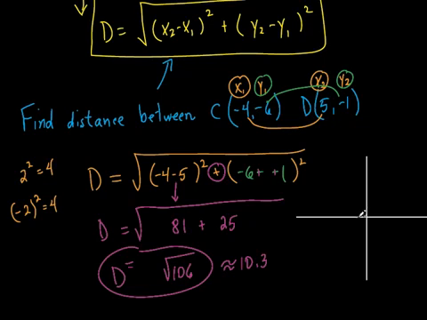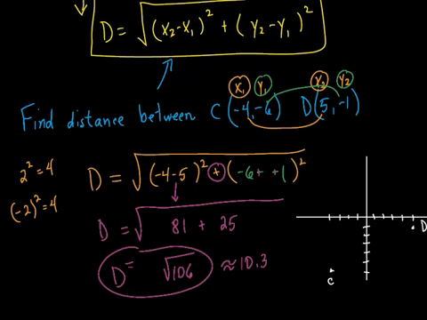So what is this? -4, -6, 1, 2, 3, 4, and then -6, 1, 2, 3, 4, 5, 6. So the first point, point C, was right here. And then point D was 5, -1. 1, 2, 3, 4, 5. And then down 1, that would be point D.